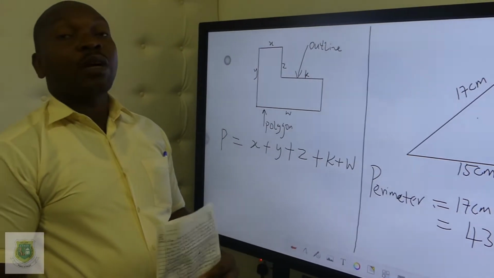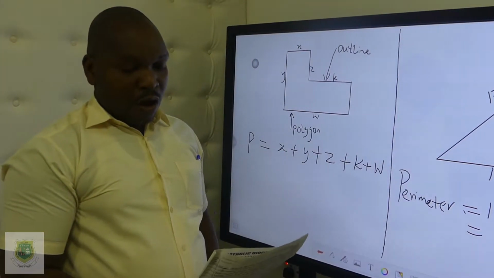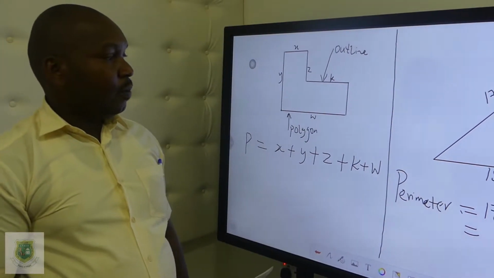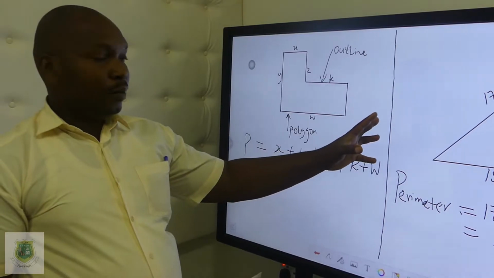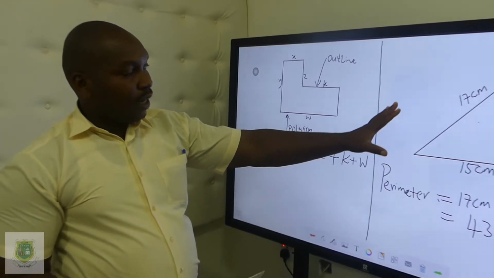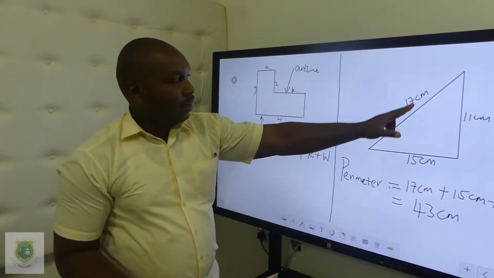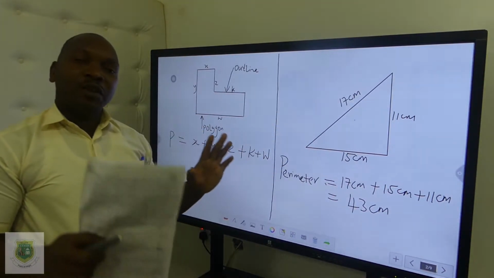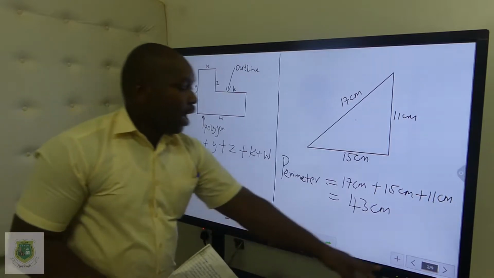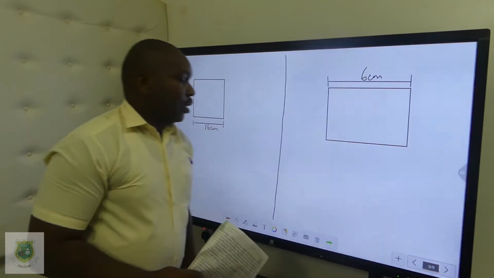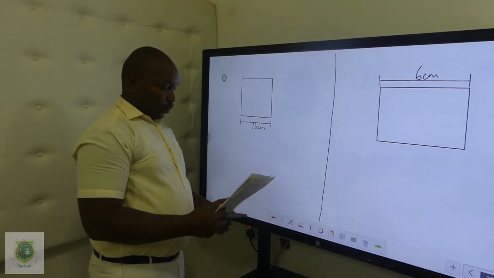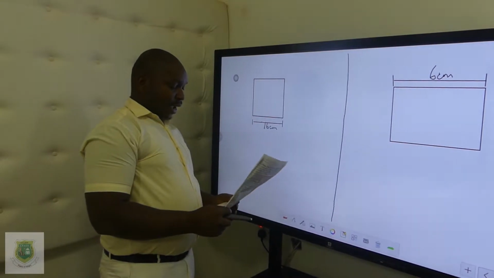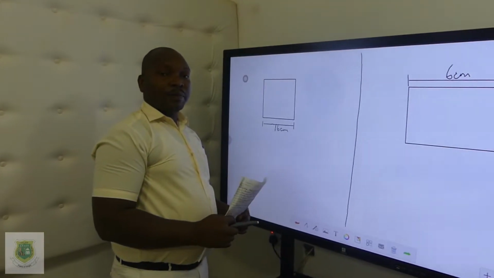Now let's see how to calculate the perimeter of a square. I hope you are following. This is quite easy. Simply add the sides together, it will give you the perimeter. Now let's see how to find the perimeter of a square.